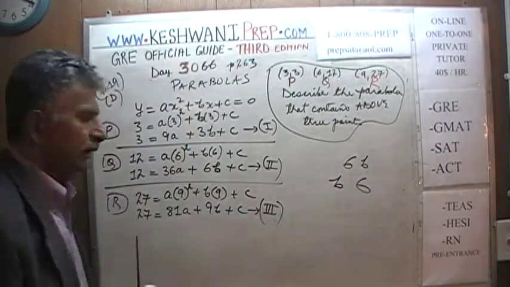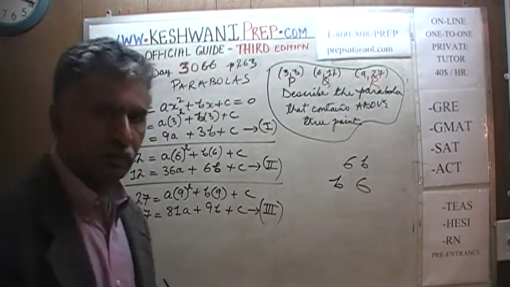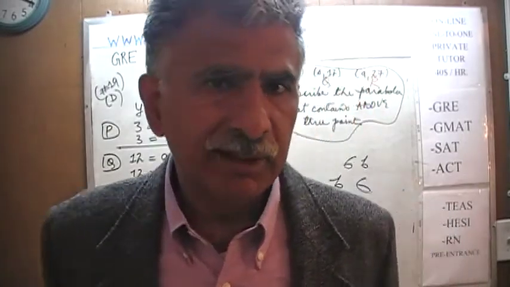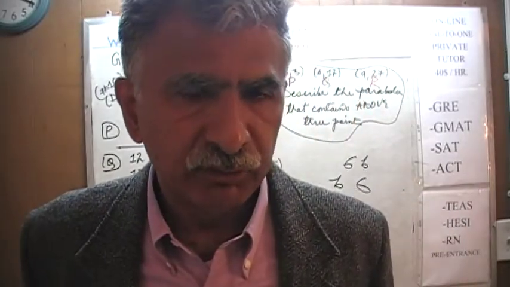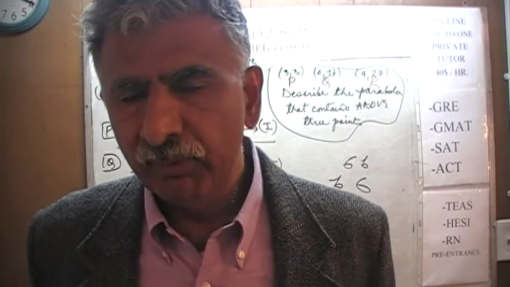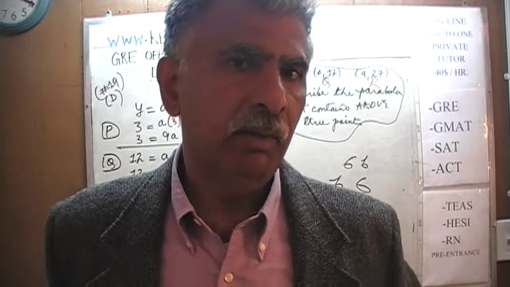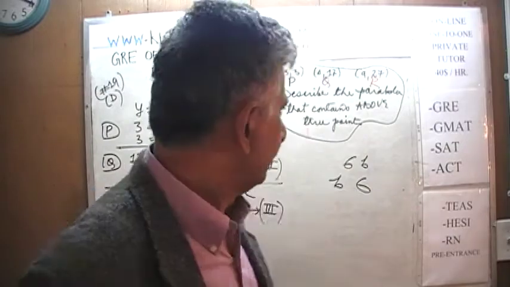We have 3 independent equations. We should be able to solve for the 3 unknowns. And once we have the value of the 3 unknowns, the 3 unknowns being the 3 coefficients a, b, and c, once we have the values of the 3 coefficients, we know our parabola. And once we know our parabola, we can describe it. No problem. Let's do it up here.